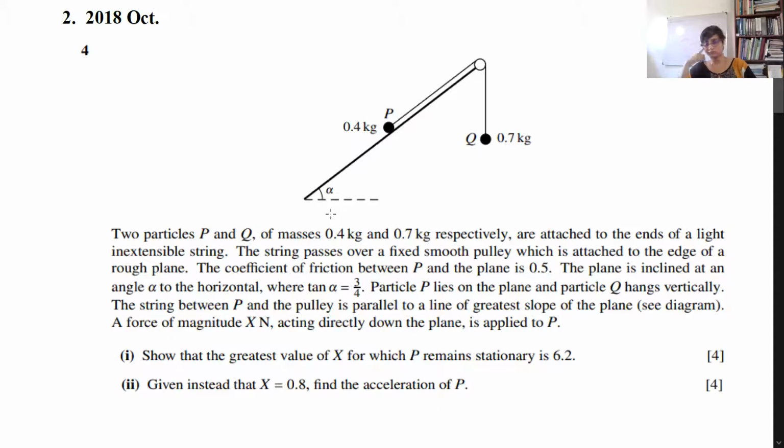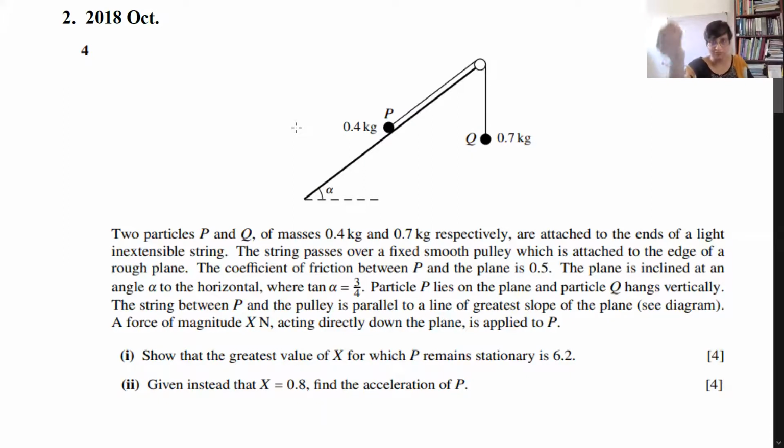Everything is in the messages. Oh, I'm sorry. I am sorry. Q goes down. Sorry, yes. No idea. I don't know how I missed that.